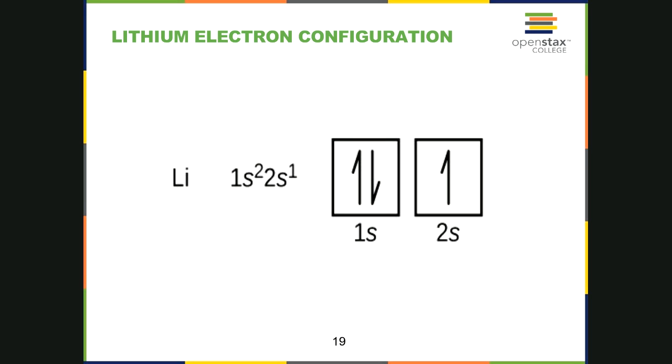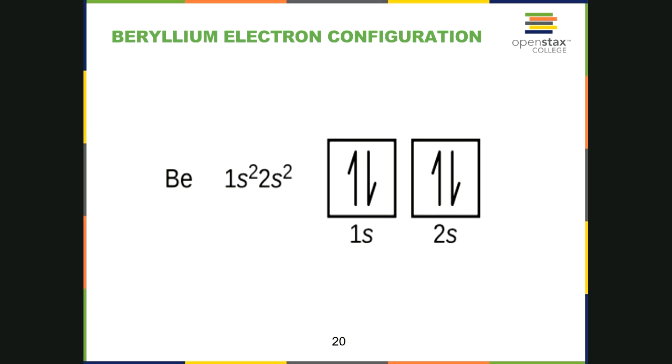orbital. And then when we get to beryllium, it's got 4 electrons. 2 of those are in the 1s, and 2 of those are in the 2s. Now at this point we're going to be putting electrons into the p orbital, and we've got to pay attention to a few things if we're doing an orbital diagram.